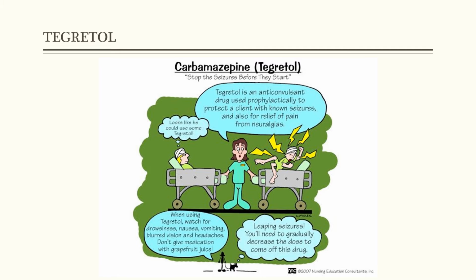Another anti-seizure drug that is used to control seizures includes Tegretol, also called carbamazepine. And this is used to stop seizures before they ever start. It is an important anti-seizure drug used prophylactically to protect a client with known seizures, and also for relief of pain from the neuralgias that occur.